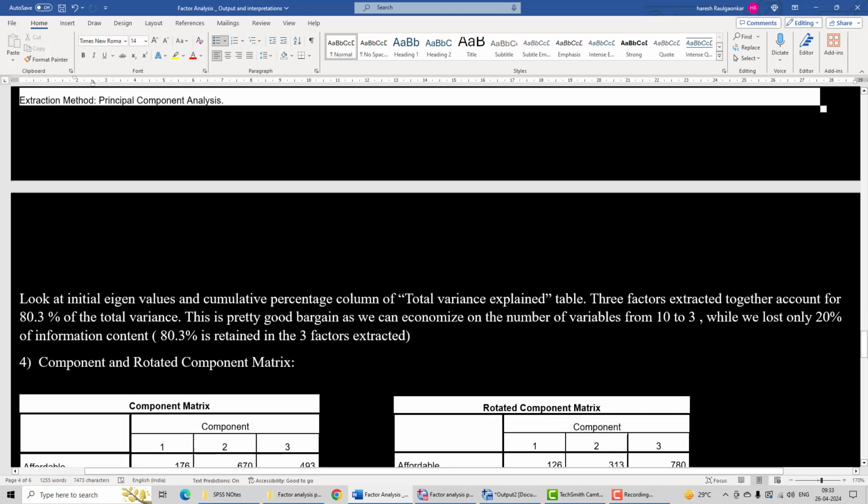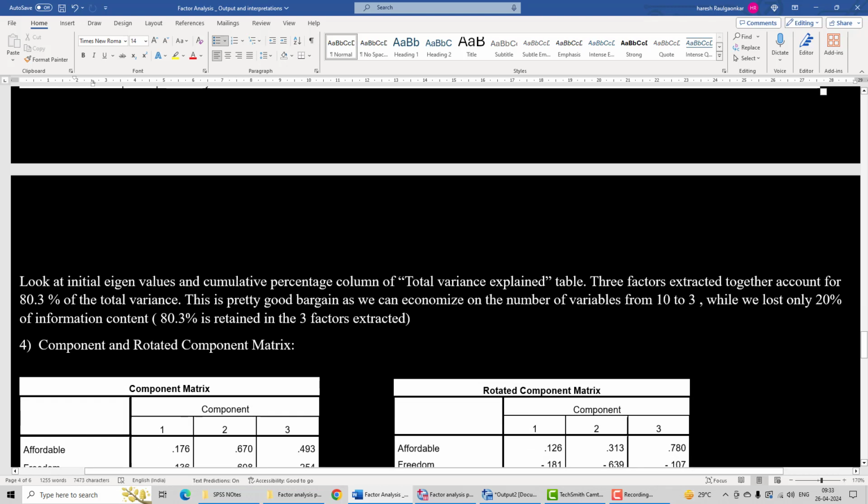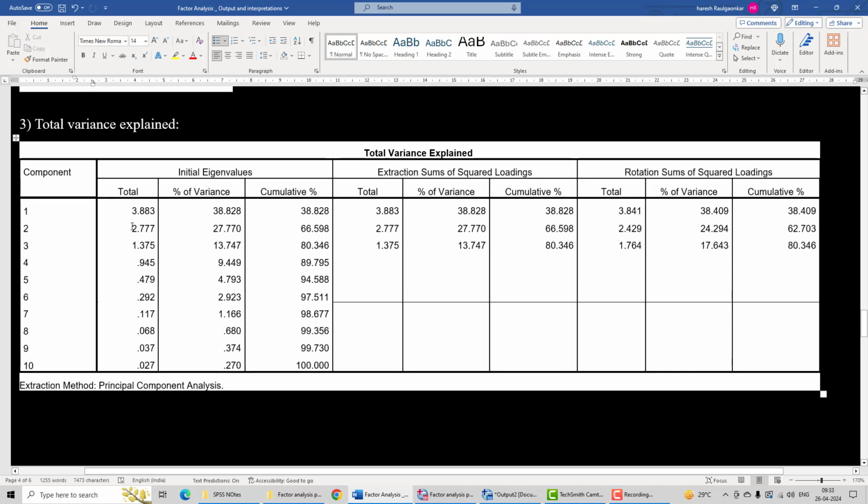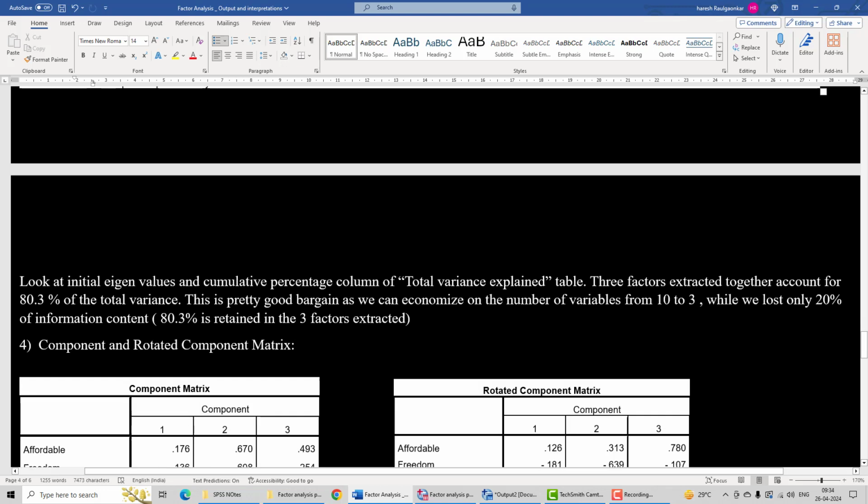Which is a good thing, and this is because of the eigenvalue cutoff. If you see the eigenvalues, because we have given a cutoff of 1, only those more than 1 are considered as factors, less than 1 are not considered as factors, right? So the meaning of this is that even though we have converted the initial 10 variables into 3 factors, we are not losing much of the information. 80% of the original information is still retained in these 3 factors, which is a good deal.